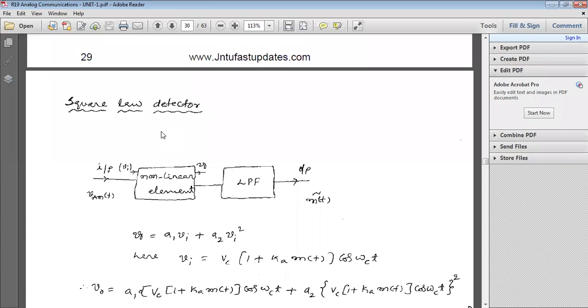In the square law detector, we have two blocks. The first block is the nonlinear element and the second block is the LPF. The nonlinear element is a diode. Whenever a diode acts as a nonlinear element, it exhibits the square law property. So we consider V naught equal to A1 VA plus A2 VA square.